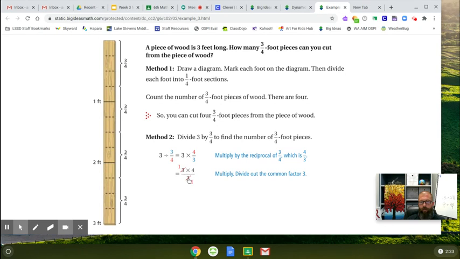Now, if you would not have reduced, it would be 3 times 4, which is 12 over 3, which is the same as 4. So sometimes it's easier to divide out the common factors before we do that. So you can get 4 pieces out of that wood.